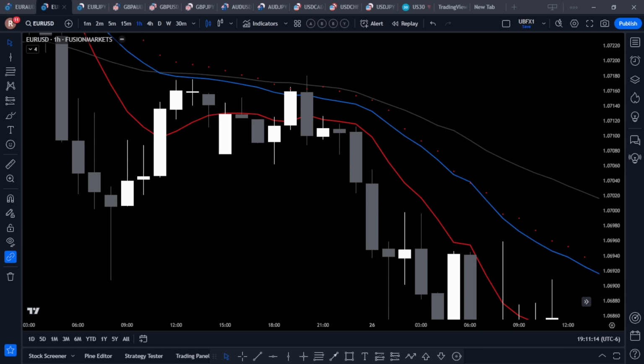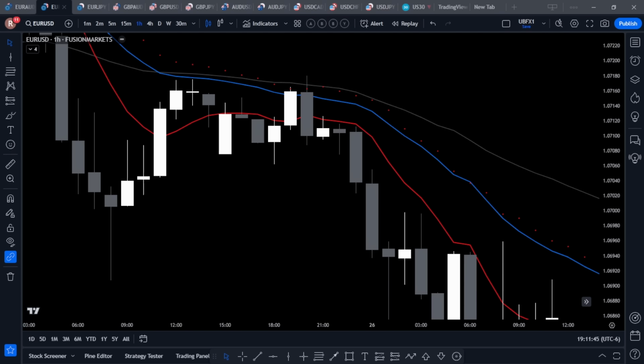What we're looking for here is an entry underneath the low of this signal candle, and the stop loss could go either above the high of that candle or above that dot, and we would be looking for a 1-to-1. But I want to do more than that. I want to get a 2-to-1 out of this.